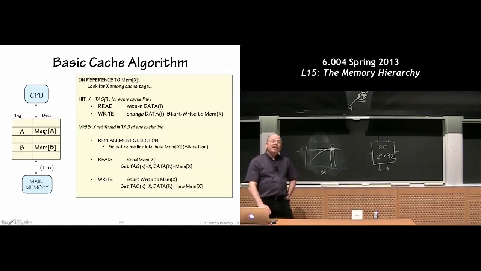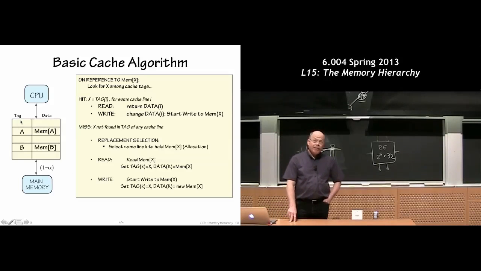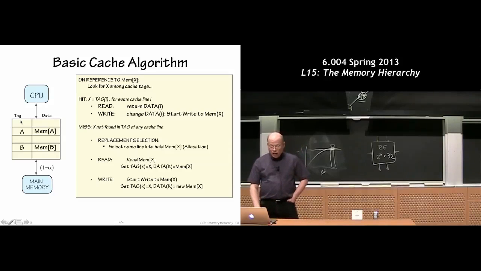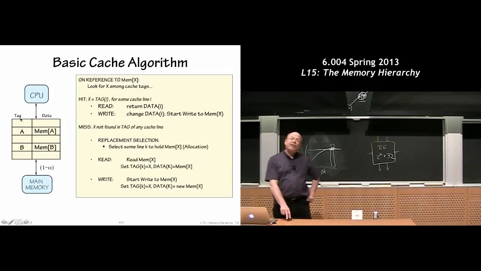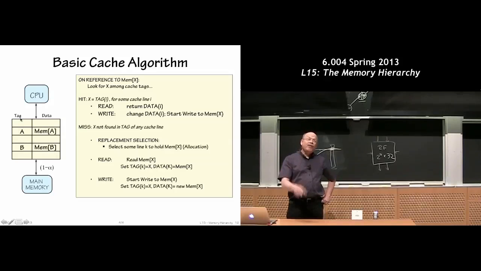If there's a miss, what does it mean to miss? I ask for address C, and it's not in this table. Hopefully that doesn't happen very often, but when it does, I have to go off and pick some line of the cache, that thing in the refrigerator I'm going to throw away, and I'm going to replace it with the contents of memory location C. So the first time I ask for C, I have to go off and fetch it from memory. That's okay. It's the only choice I have.